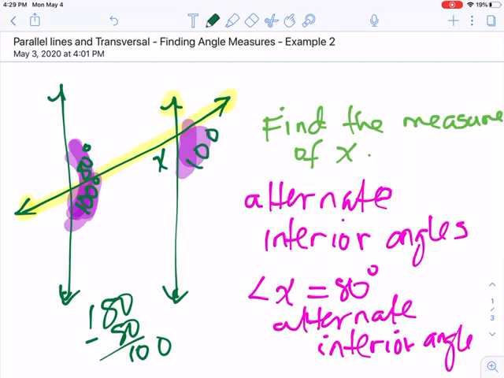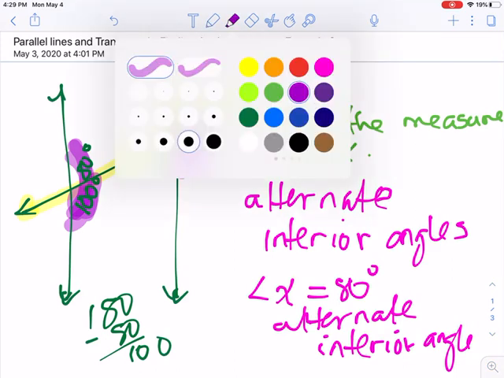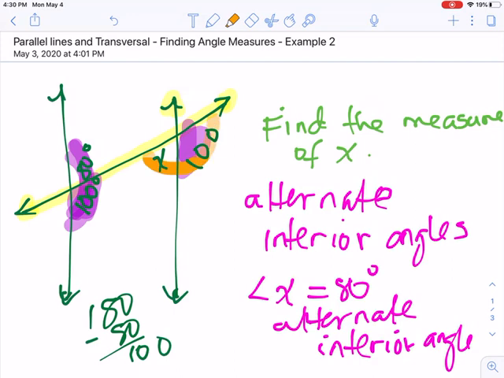And if I know that this angle is 100 degrees, I can then use my linear pairs to find this and find my x using this angle. Again, my linear pairs tells me that they add up to 180, and I can see that x is still equal to 80 degrees. And that's by reason of the fact that I use my linear pairs.